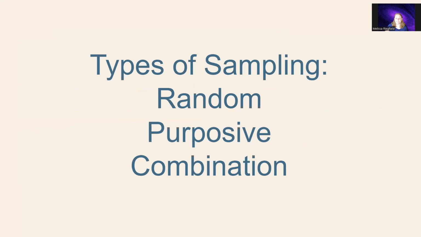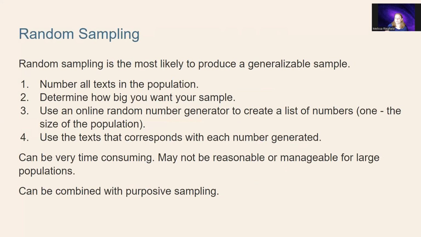There are 3 main types of sampling: random, purposive, and combination. Random sampling is the most likely to produce a generalizable sample. In this system, you start by numbering all the texts. Note that this step alone could be too time-consuming for some large populations.